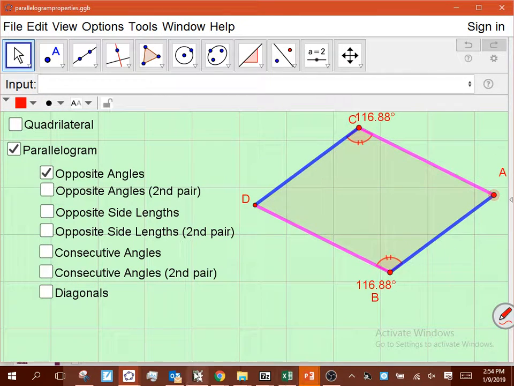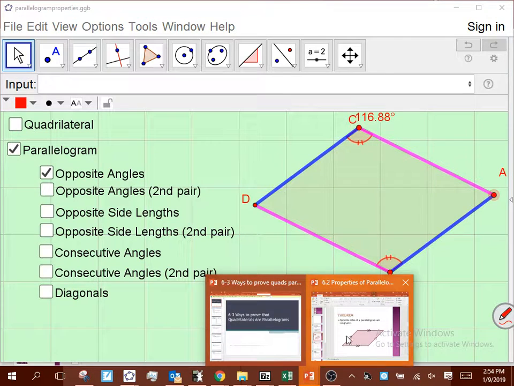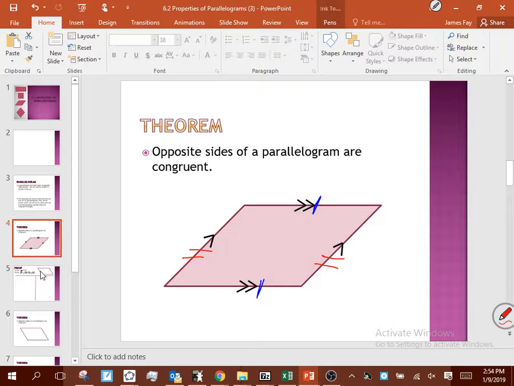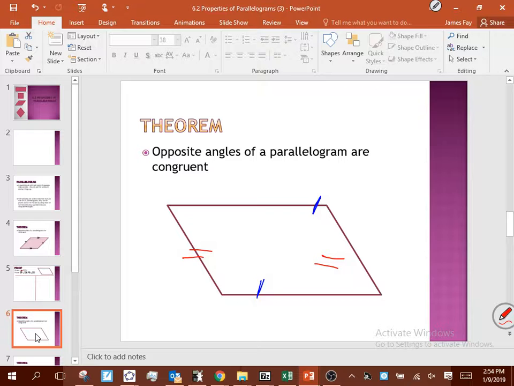Yeah, okay. So our second theorem, our second relationship, is that opposite angles of a parallelogram are congruent. Opposite meaning that they are non-consecutive. You have to go from one to the other opposite angle. You have to pass through the interior of your polygon.